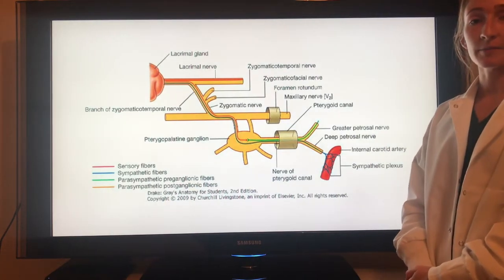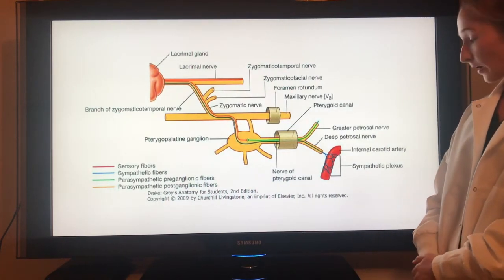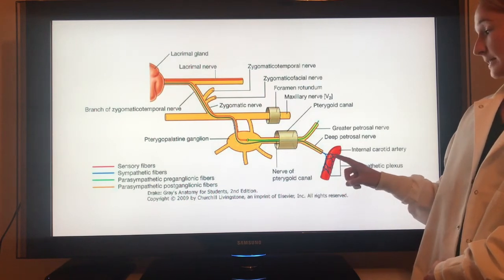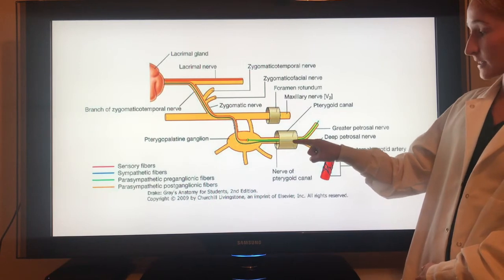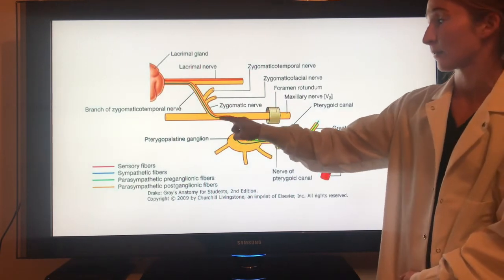Postsynaptic sympathetic fibers from the superior cervical ganglia are conveyed to the internal carotid plexus. These fibers will join the presynaptic parasympathetic fibers in the pterygoid canal and follow the same pathway to the lacrimal gland.